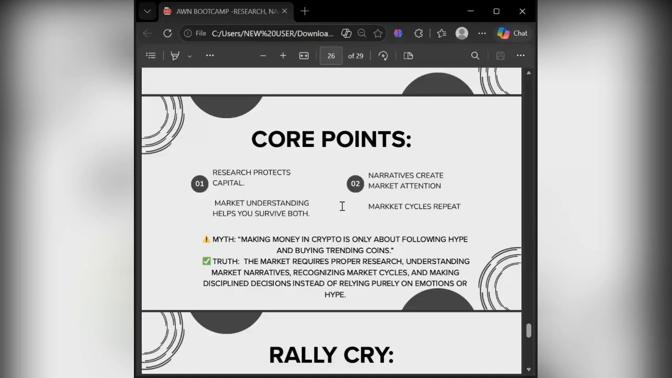If there is a narrative pushing this particular project, and it's young, you just have to know that once this narrative phases off, you use your head and know what to do. Know when to enter the market and when to leave, recognizing market cycles and making disciplined decisions instead of relying purely on emotions or hype.